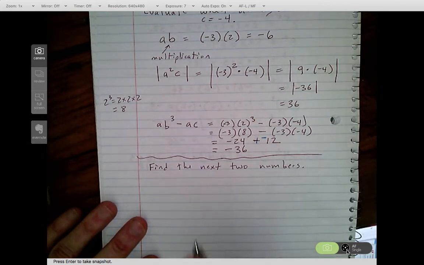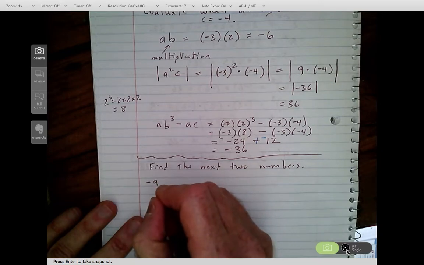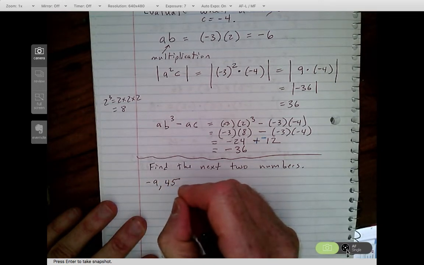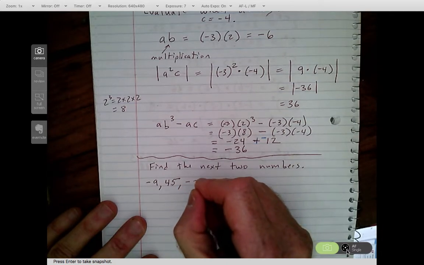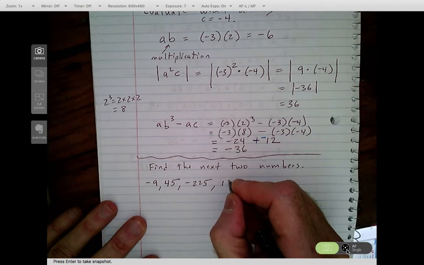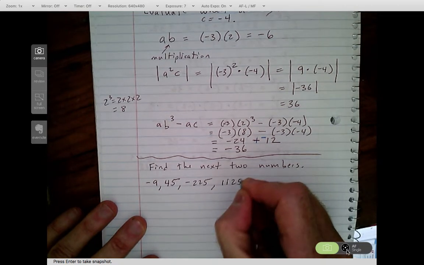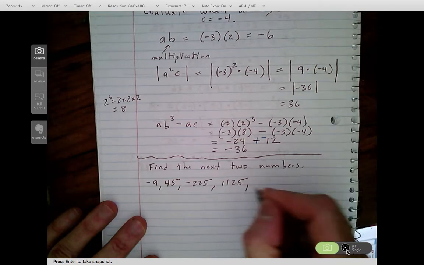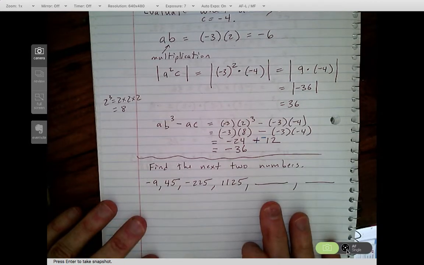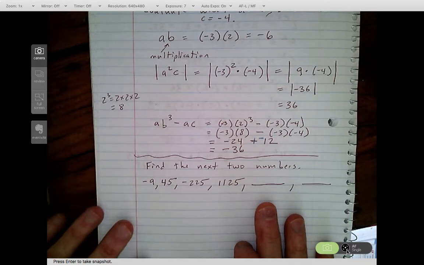Okay, so here's the list. We got -9. The next number is +45. The next number is -225. And the next number after that is 1,125. And we want to figure out what goes in there and what goes in there, the next two numbers. So like I said, my hint is that there's multiplication happening here, so let's think about that.